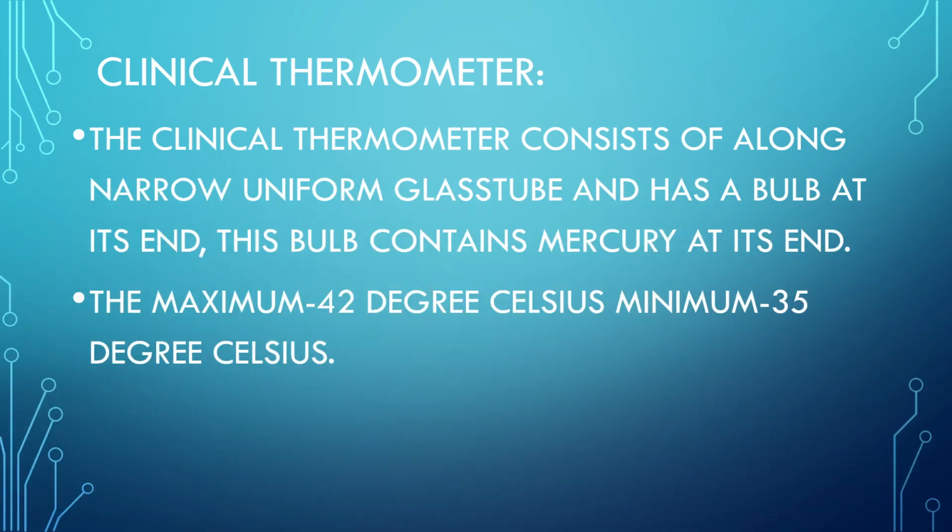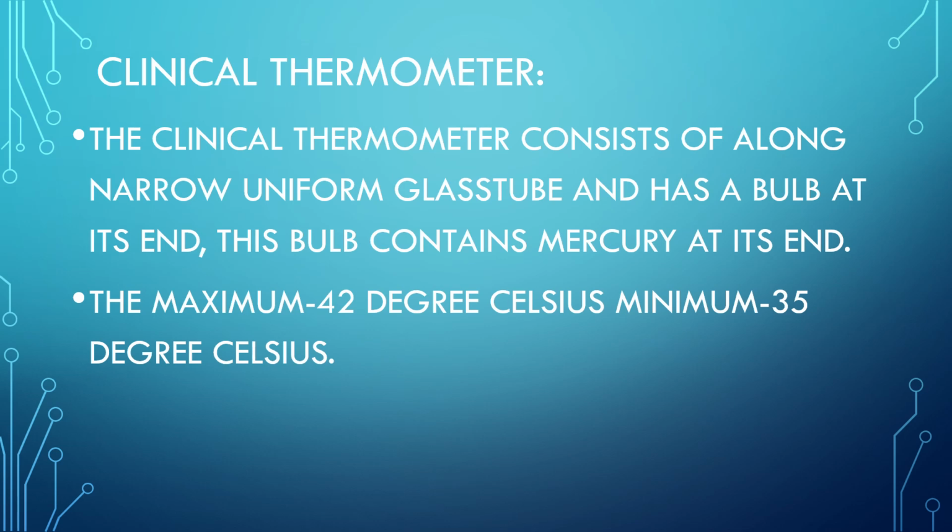Clinical thermometer. A clinical thermometer consists of a long and narrow glass tube and has a bulb at its end. The bulb contains mercury. Mercury is a substance which tells us the temperature of a certain object. Here the mercury has risen to 37, it tells that the temperature is 37.